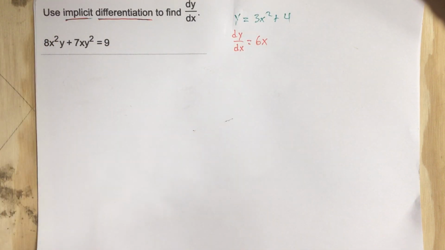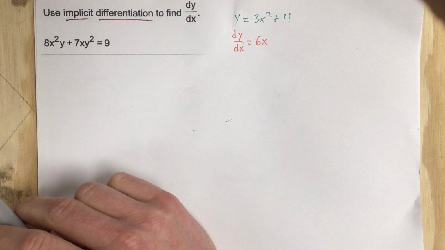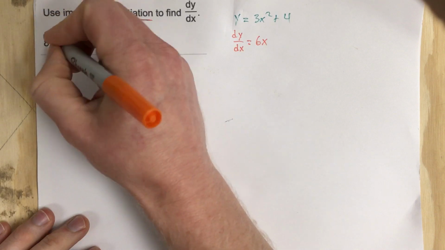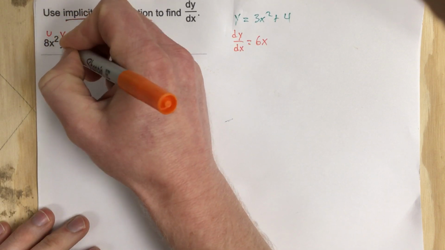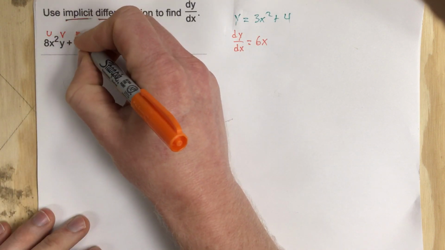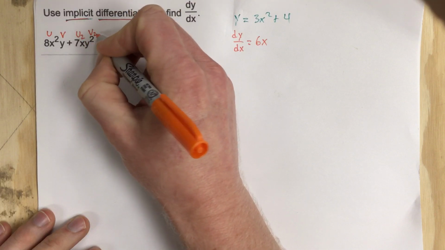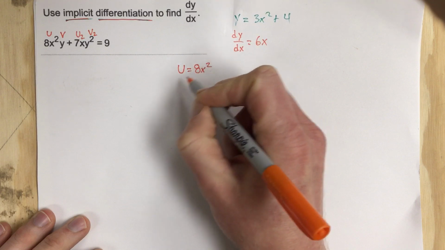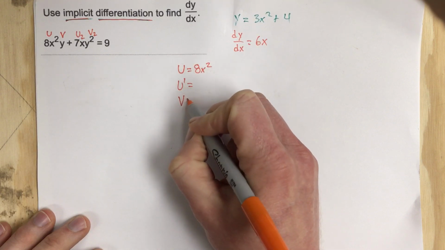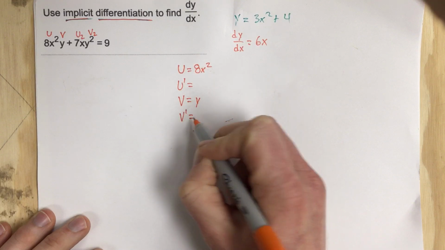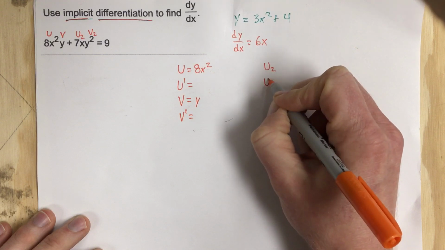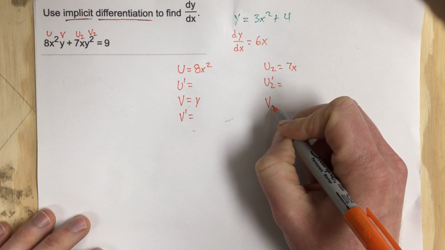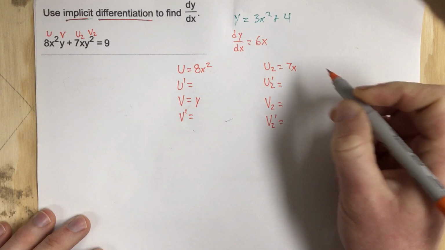What we're going to do is take the derivative of each piece individually, but we're going to have to use the product rule on each piece. So we're going to start by saying that u is 8x squared. We're going to call v the y value here, and then I'm going to call this u2 as 7x, and this is v2 as y squared. So let's start with u and v. So u is equal to 8x squared, u prime, v is y, and v prime. And then over here I'm going to write u2, and then u2 prime. So u2 is 7x, and then v2 and v2 prime. So I've got y squared here.